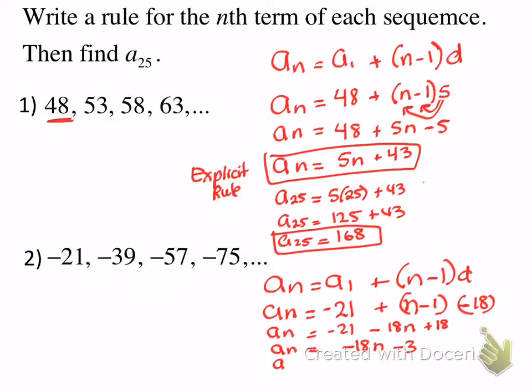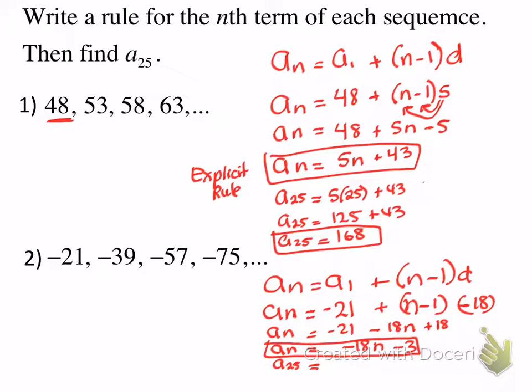So when I'm doing this, this means the 25th term. When there's just an A sub n, it means the nth term, any term. Do I have to do it this way? When do I have to do it this way? When they ask for the rule and the 25th term.